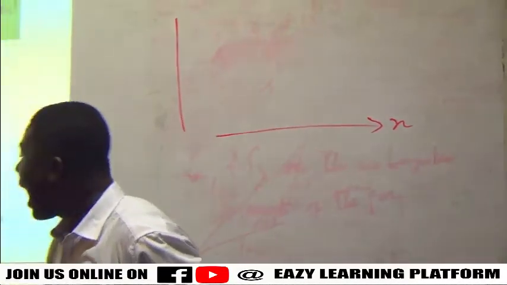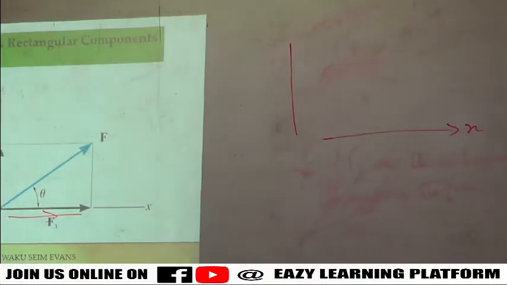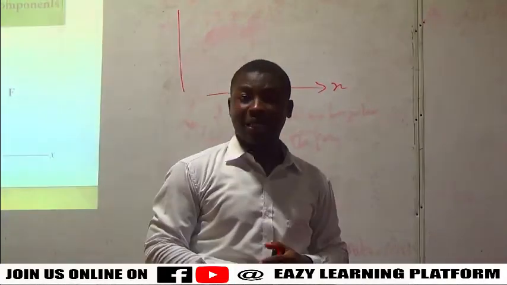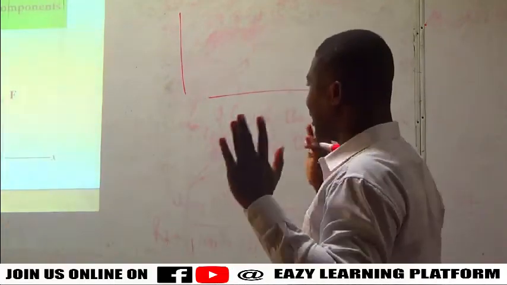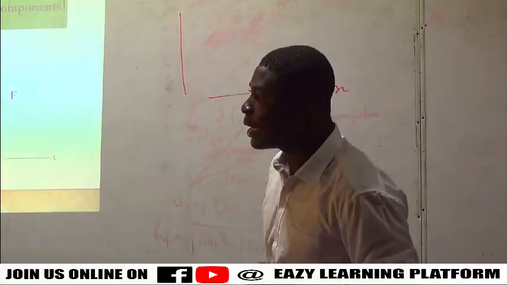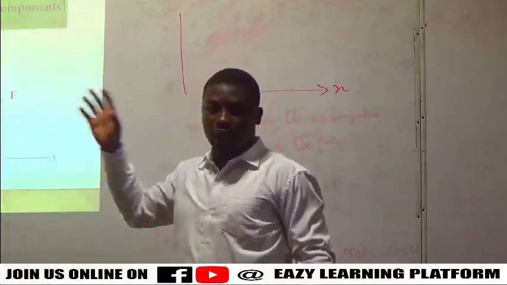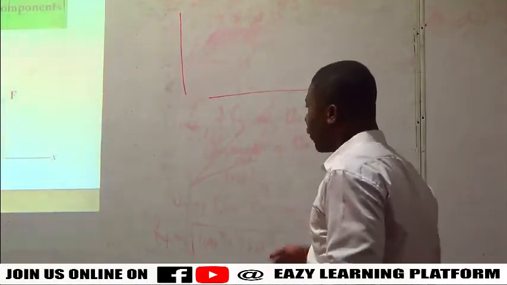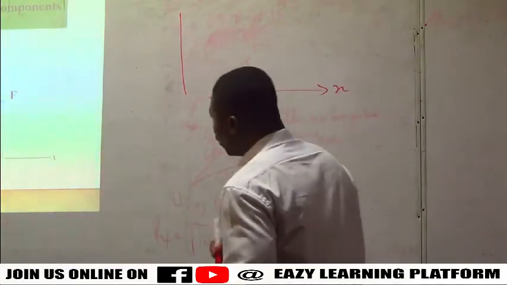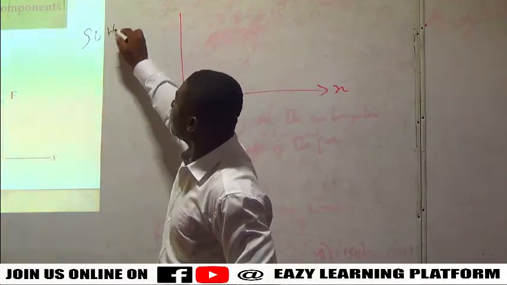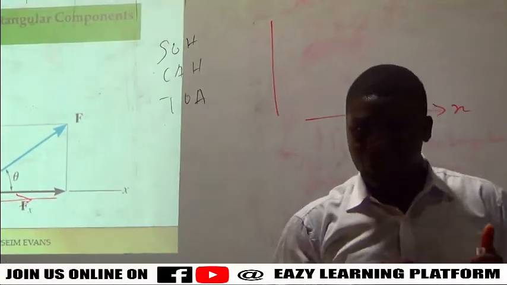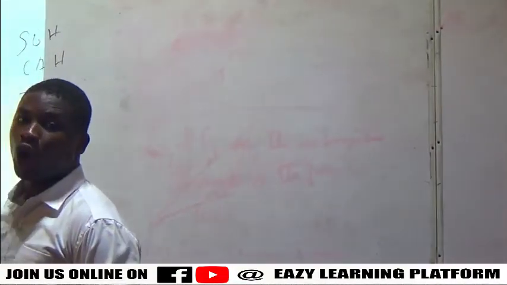Now, we've been given the angle theta. Now in the coordinate, we know that the angle here is 90 degrees. So this is a right angle triangle. Now because it's a right angle triangle, we can apply the Pythagoras theorem. If you remember from secondary school, the expressions that we use are SOH, CAH, and TOA. Now, which side is your opposite side?